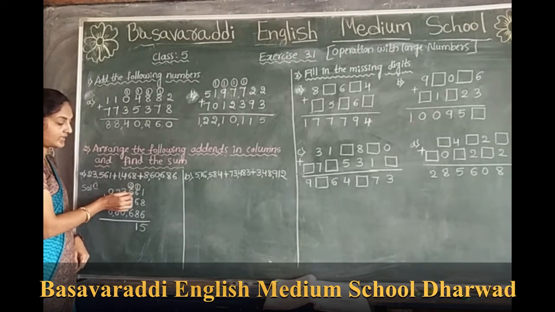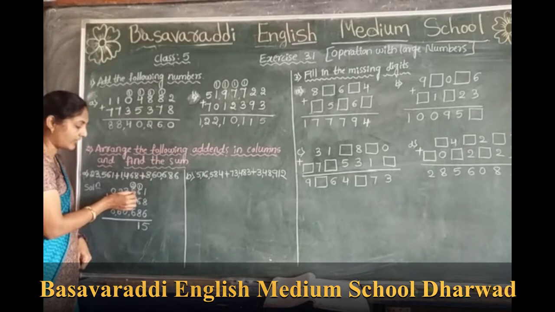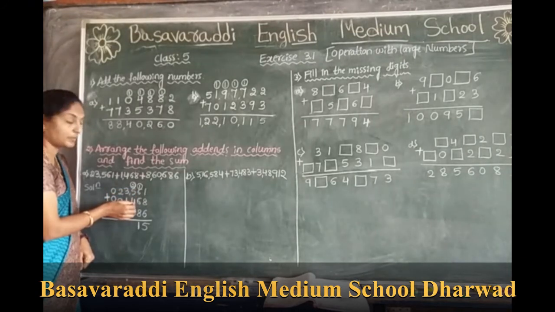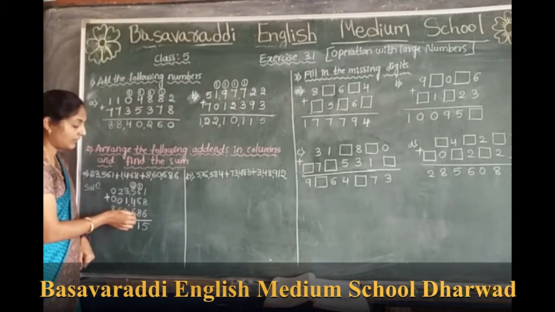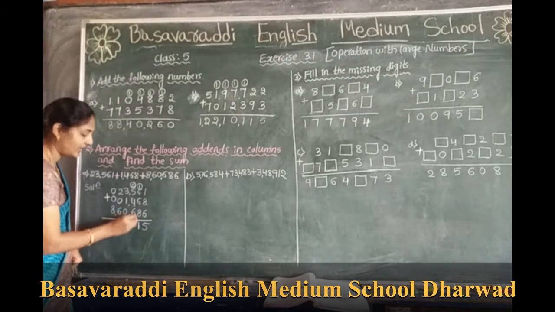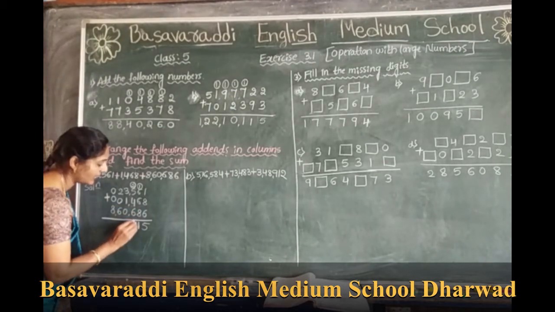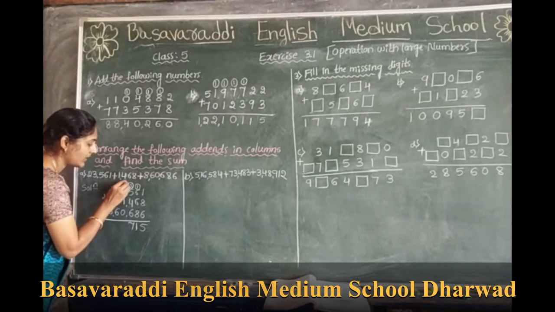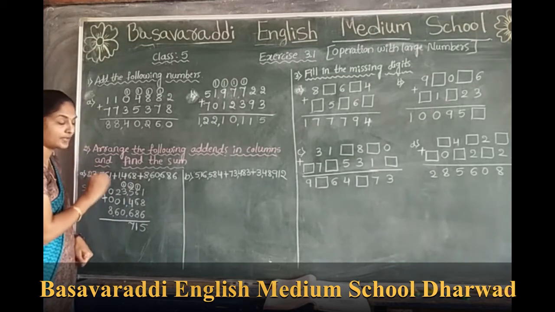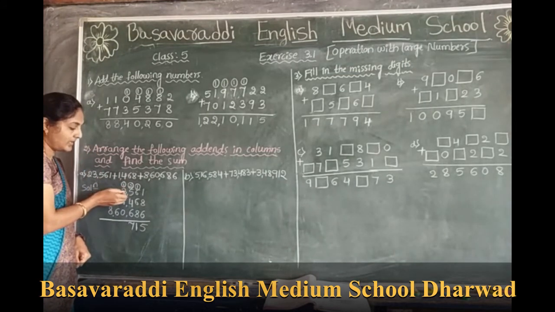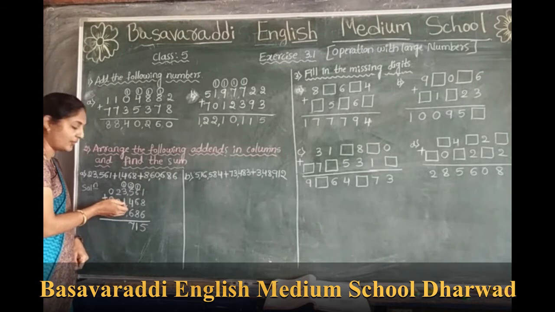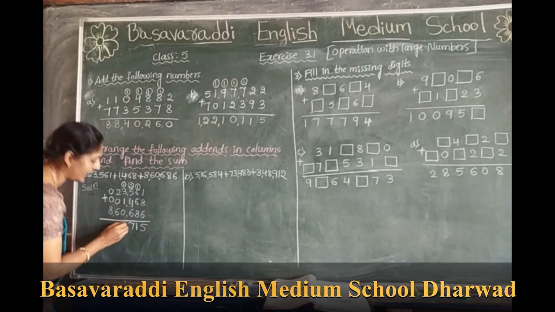2 plus 5 is 7. 7 plus 4 is 11. 11 plus 6 is 17. So write 7 in the 100 place. 1 carry over to the thousands place. 1 plus 3 is 4. 4 plus 1 is 5. 5 plus 0 is 5 again.